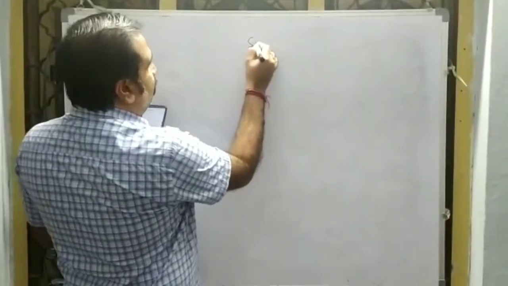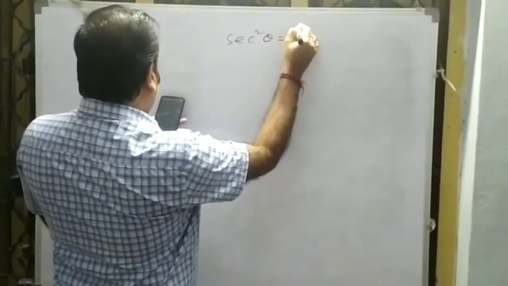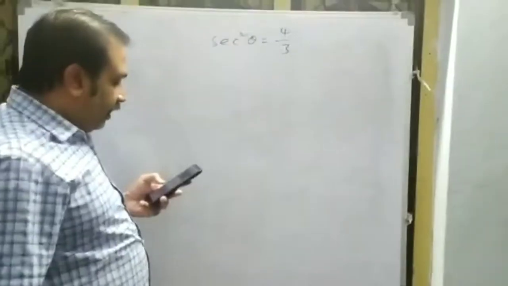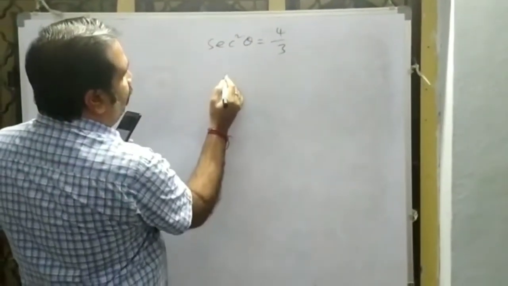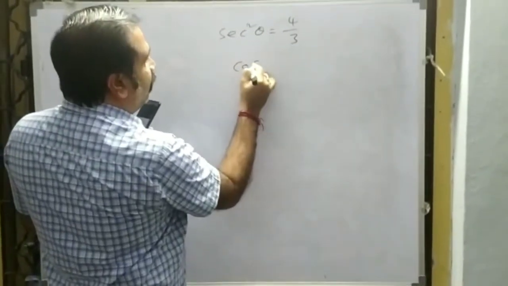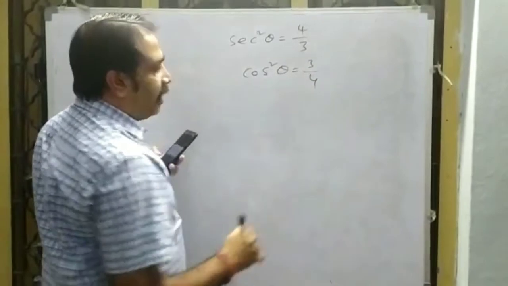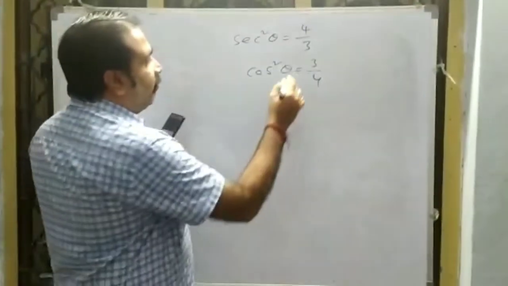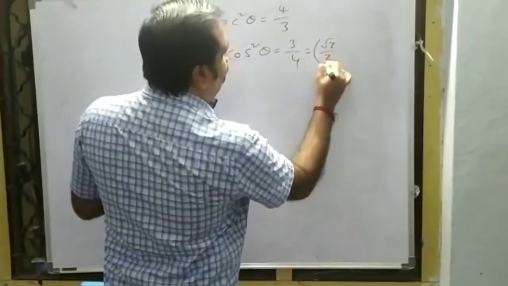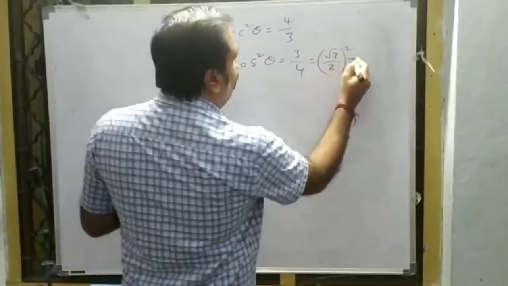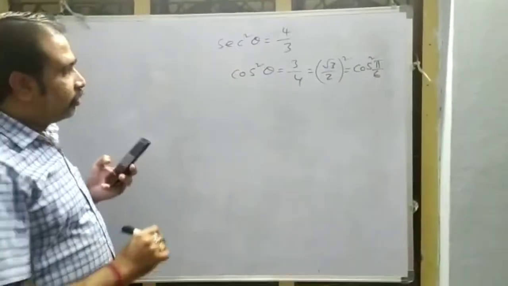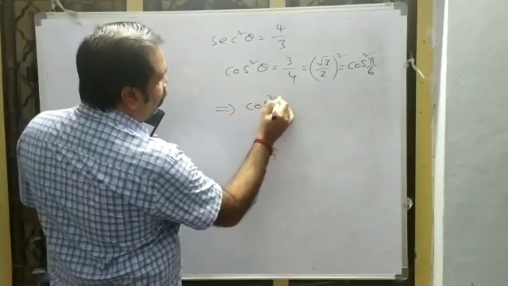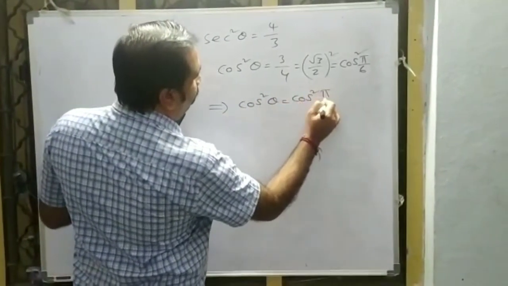One equation is given. Sec square theta is equal to 4 by 3. Then you are finding the general value of this theta. Okay. First of all, sec reciprocal only we can take here. Sec reciprocal is cos. Cos square theta is equal to 3 by 4. This 3 by 4 we can write as root 3 by 2 whole square. So it is nothing but cos pi by 6 whole square. So now we get the form cos square theta is equal to cos square pi by 6.